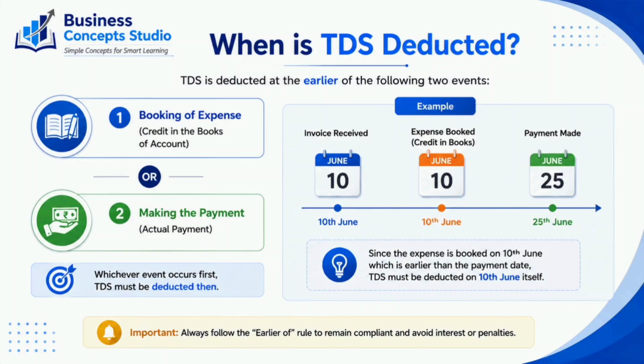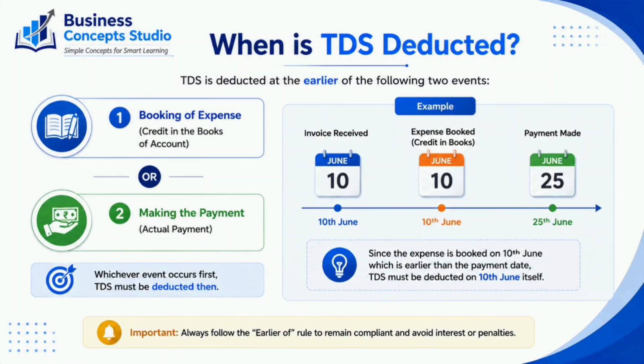The rule is simple. TDS must be deducted at the time of booking the expense in the accounts or at the time of making payment, whichever happens earlier. For example, if an invoice is received on 10th June and the payment is made on 25th June, but the expense is booked on 10th June itself, then TDS must be deducted on 10th June.